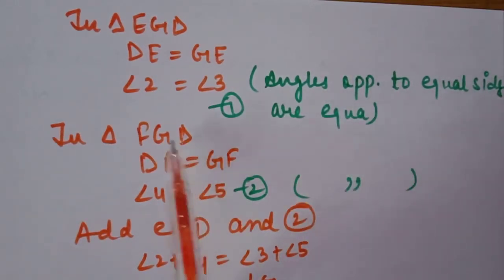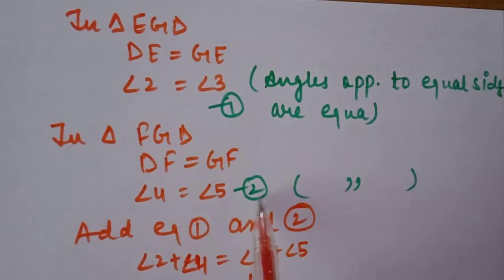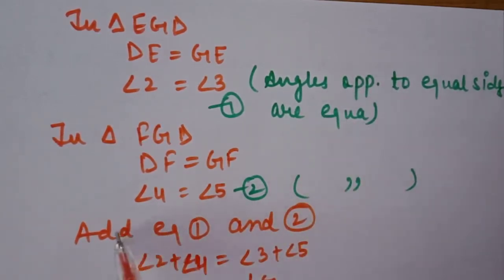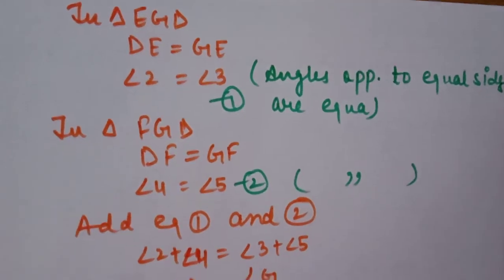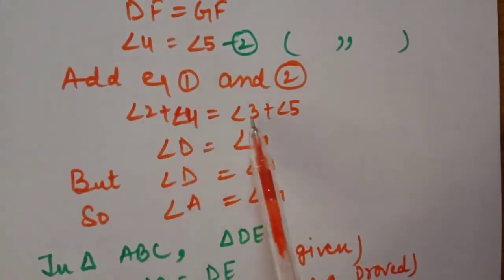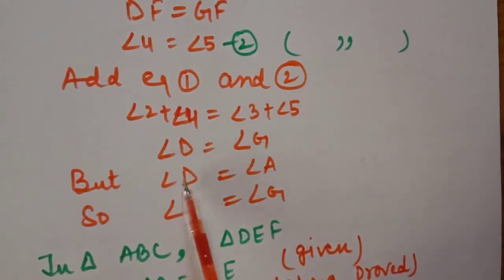Similarly, in triangle FGD, DF and GF are also equal to each other. So their base angles are also equal. Reason same, angles opposite to equal sides are equal. Add equation number 1 and 2. After adding equation number 1 and 2, 2 plus 4 is equal to 3 plus 5. It means angle D and G are equal to each other. But angle D and angle A are also equal to each other. So definitely A and G are also equal to each other.